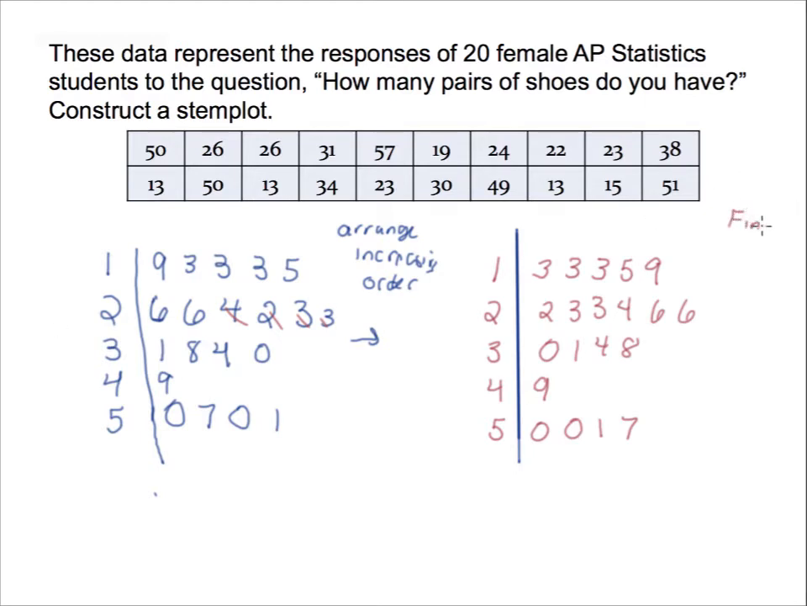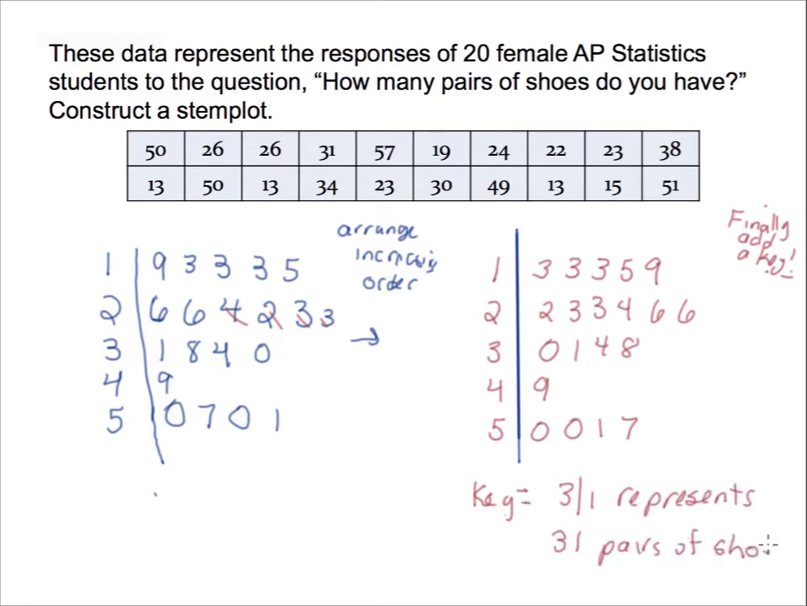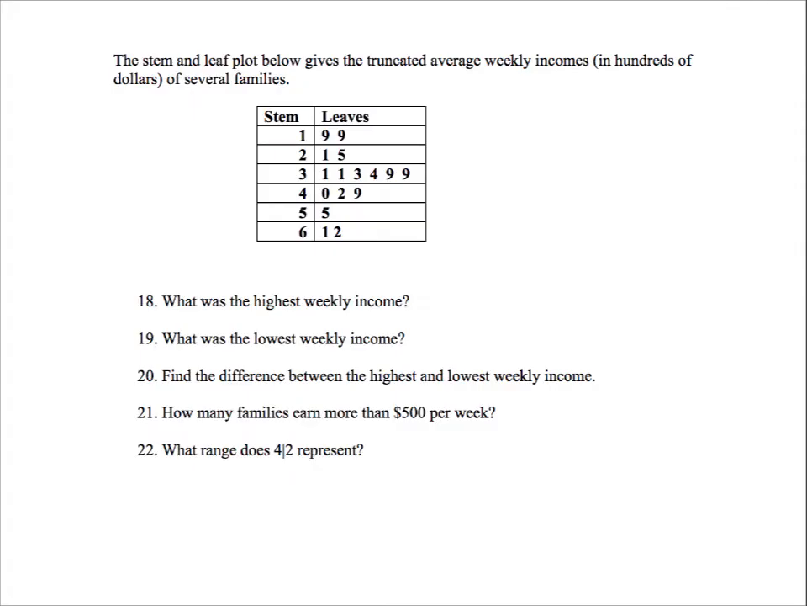Once you have your graph in increasing order, then you're going to make a key. For the key, you just choose one data point, or a point that doesn't even exist in your data range. I choose 3|1, and then tell us what that represents. Well, 3|1 represents 31 pairs of shoes. You cannot have a stem and leaf plot without a key. It's very, very important that you always include your key. Now notice these also make nice bars where you can easily see which are the most popular values.